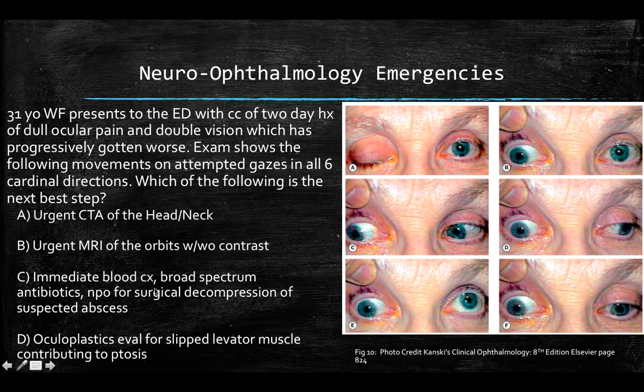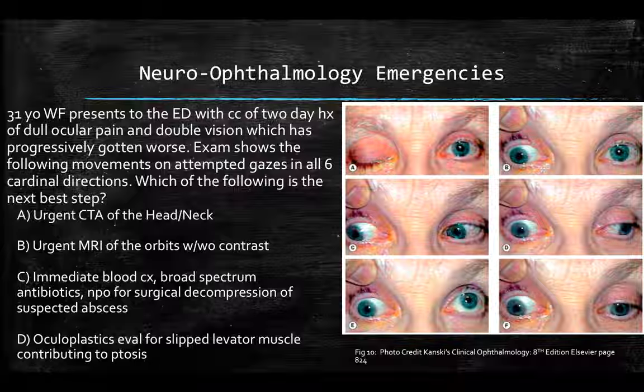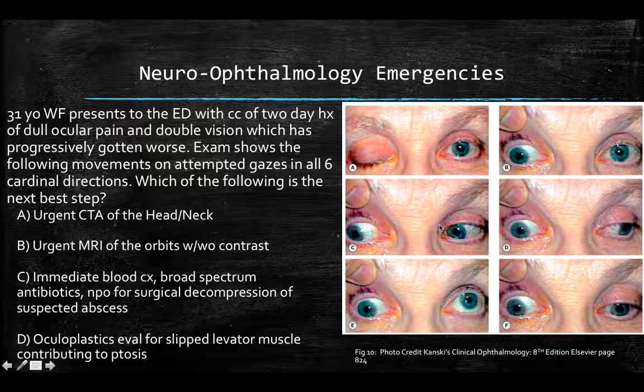Choice C is wrong because you're missing the point if you think this is an infection. The number one thing that you need to be concerned about in this patient is an acute third nerve palsy. You've probably learned about this in medical school before, but it's important to review again because this is something that you can do to save a person's life potentially down the road if you understand this well. So let's review some of these movements.